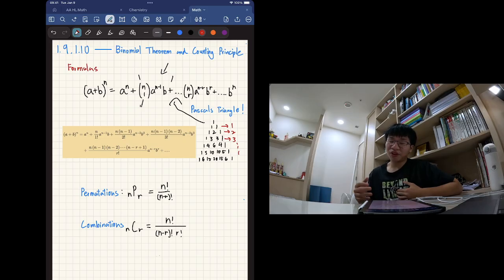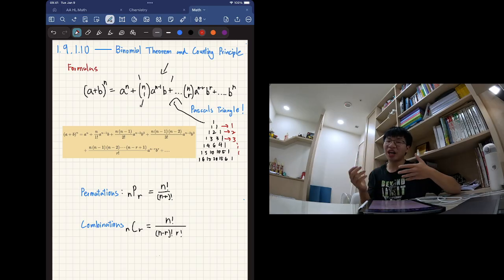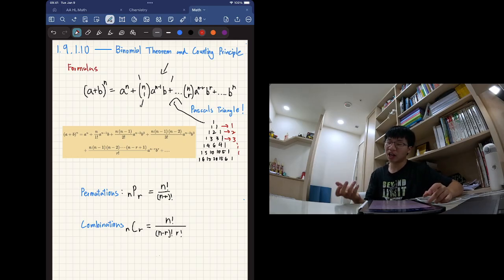But if it's a combination, then you're only choosing these things where order doesn't matter. So, out of 10 movies, how many combinations of three can you find? Out of 10 friends, how many combinations of two people can you find? It doesn't matter if you chose the first person first or the second person second, because you're basically getting two people out at the same time. So that's how you can differentiate between permutations and combinations.